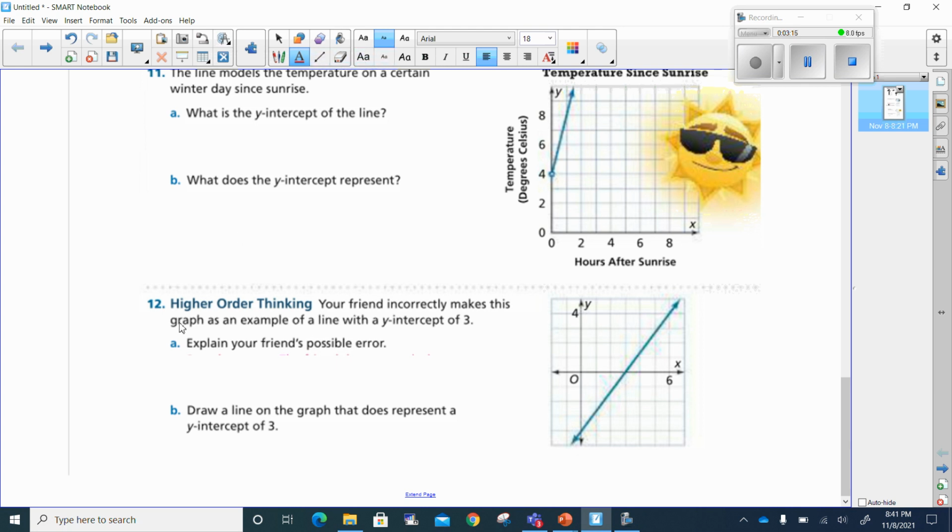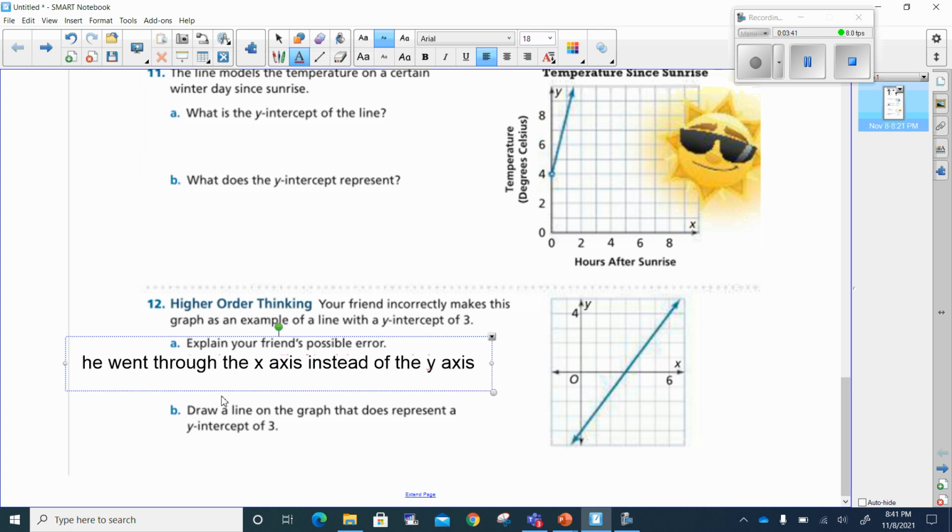All right, so in this case, he went through the x-axis instead of the y-axis. All right, that's the mistake you made.